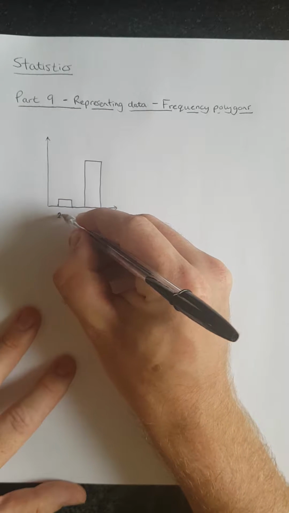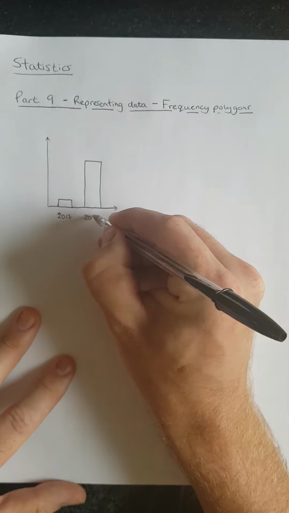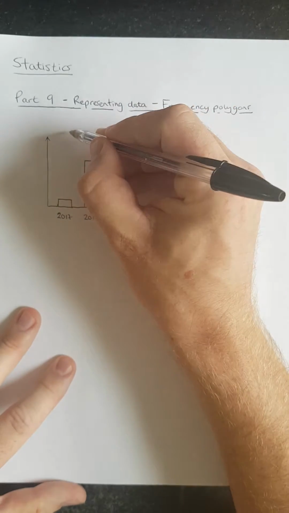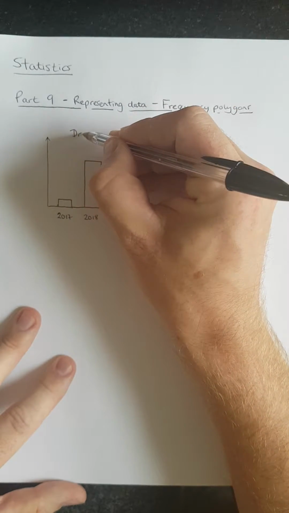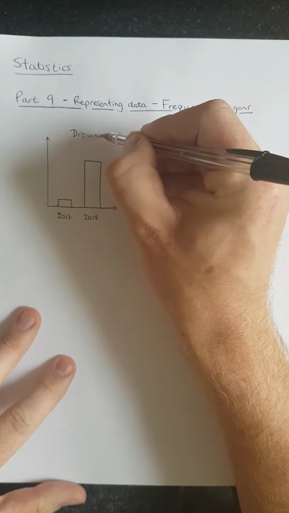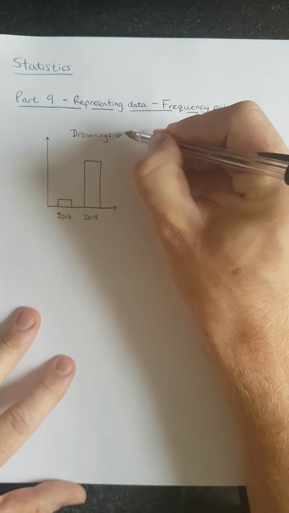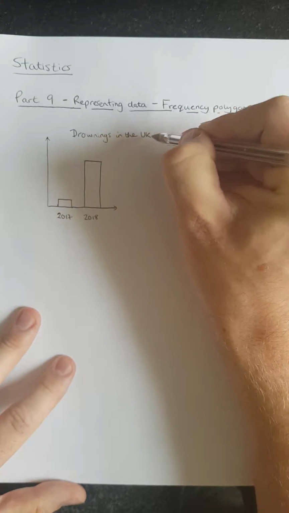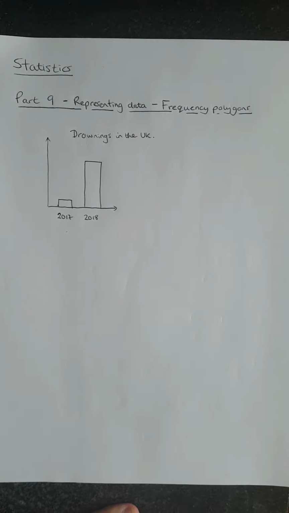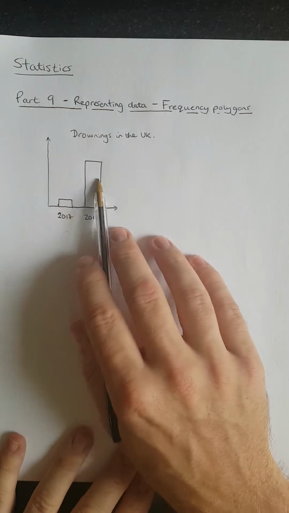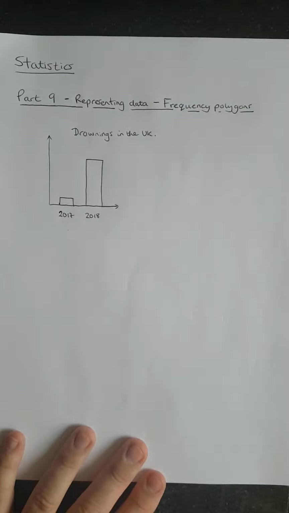Now, the following chart shows, I'm afraid, something bad. It shows drownings in the UK. Look at what happens on that chart. Well, it looks scary, doesn't it? It looks like this bar chart has increased in a humongous way.